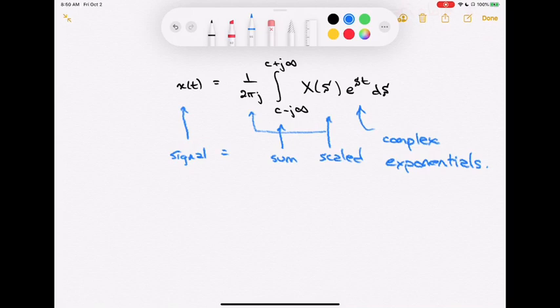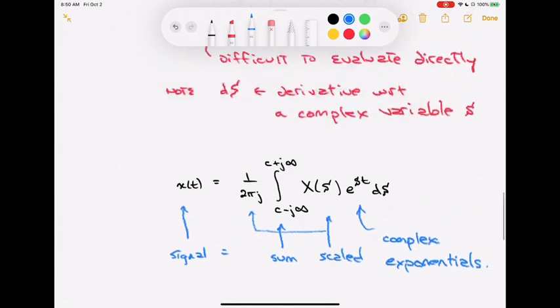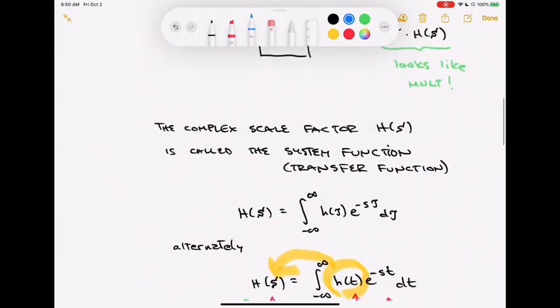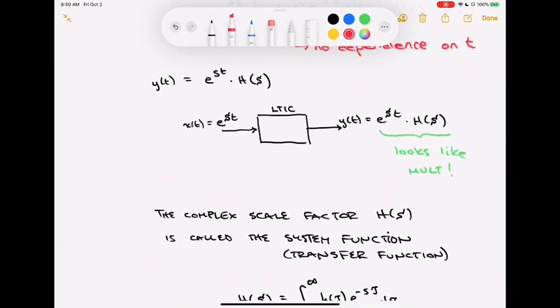Why do we want to do that for this class? Well, we want to do it for exactly the reasons that we saw up here. When I put a complex exponential into a system, it comes out in a really simple form.